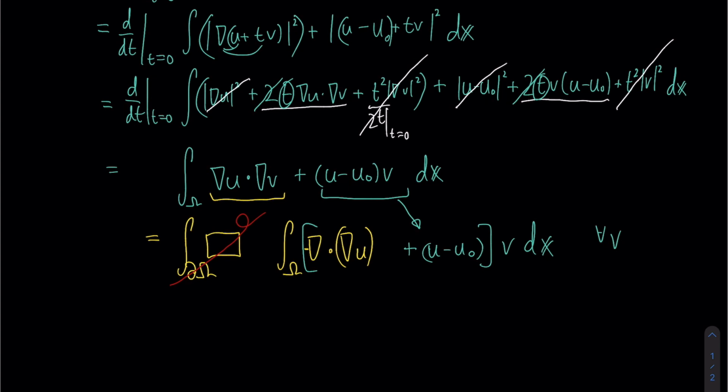So now our Euler-Lagrange equation, because for all v our integral is 0, anything here has to be 0, right? This is the Euler-Lagrange equation. So let's clear that up. It's going to be plus u minus u naught is equal to 0. This is it. All right.